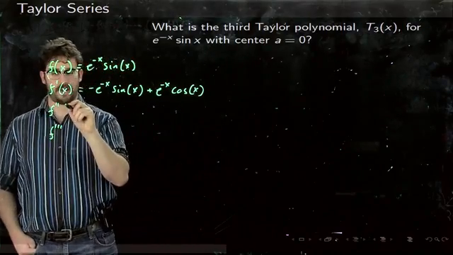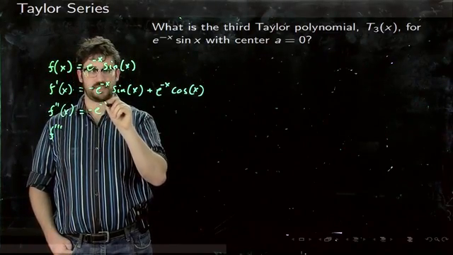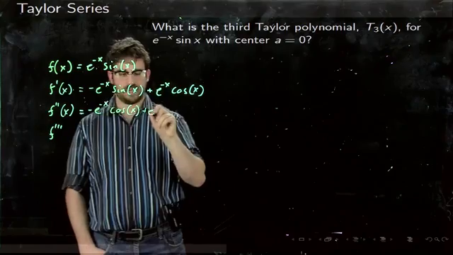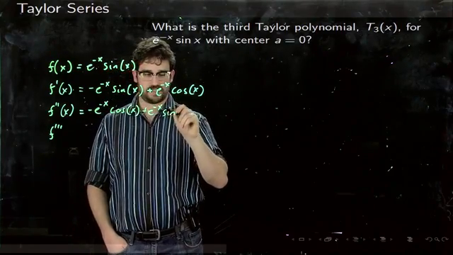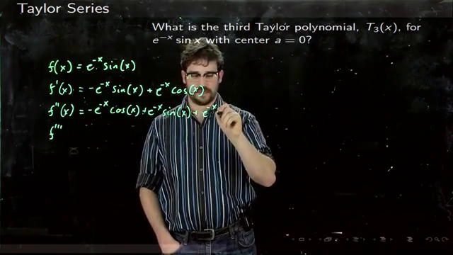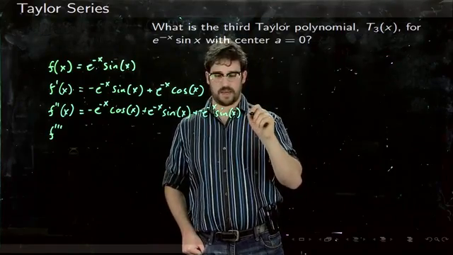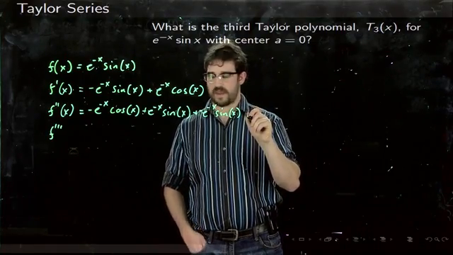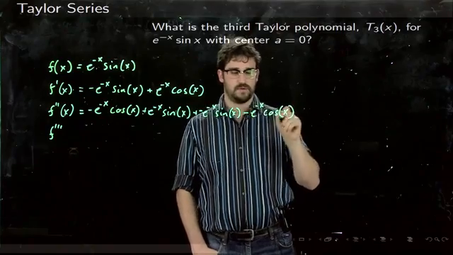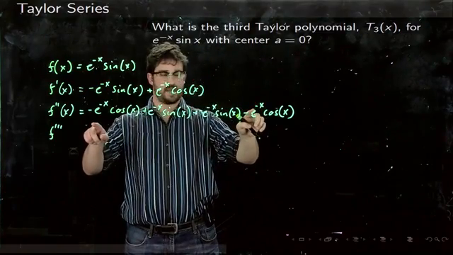Then our f double prime, well, that's just going to be a minus e to the minus x cosine of x plus e to the minus x sine of x, and then a plus e to the minus x negative sine of x, and then keeping cosine and taking the derivative there, we get a minus e to the minus x cosine of x, which is lovely because we get a minus e to the minus x cosine x here.